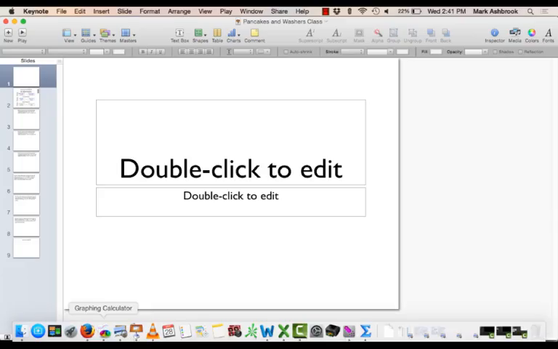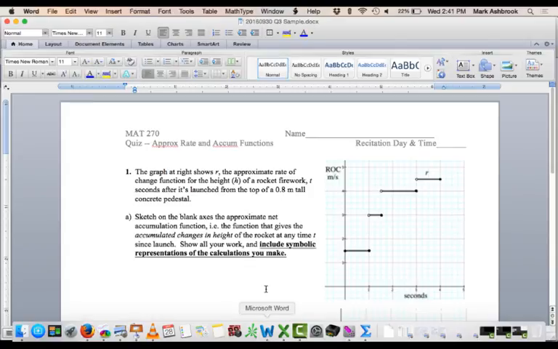Are you always going to give us the method that we're supposed to use? No. No?